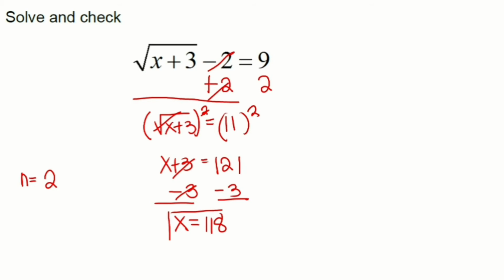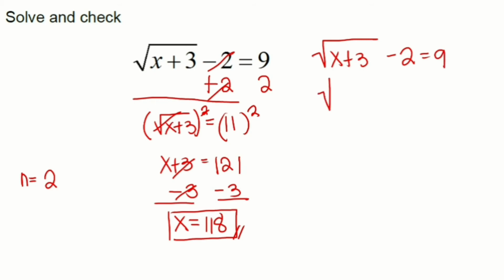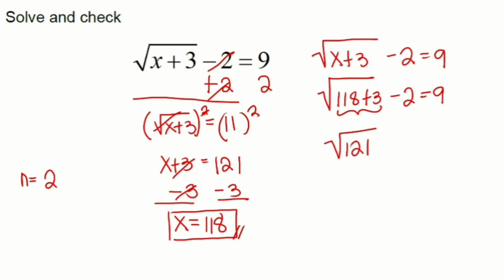121 minus 3... the answer is 118. So again, to check if this is correct, we will plug in this value in our radical equation. From square root of x plus 3 minus 2 is equal to 9, we have square root of 118 plus 3 minus 2 is equal to 9. So we add this. That's square root of 121 minus 2 is equal to 9.